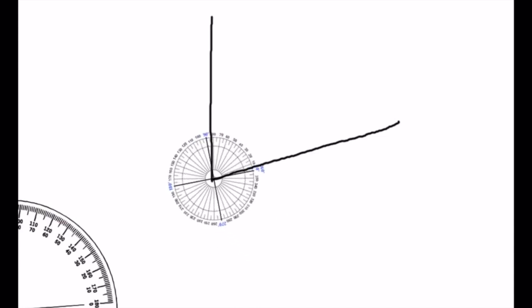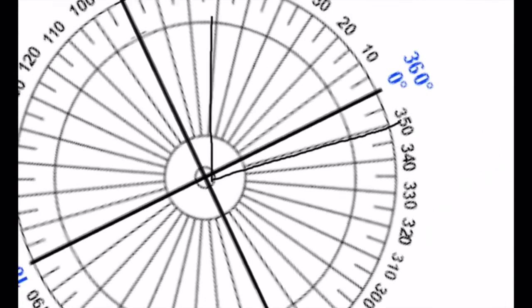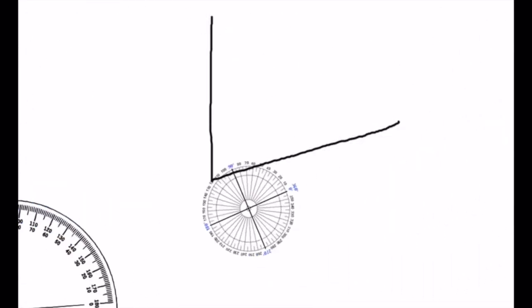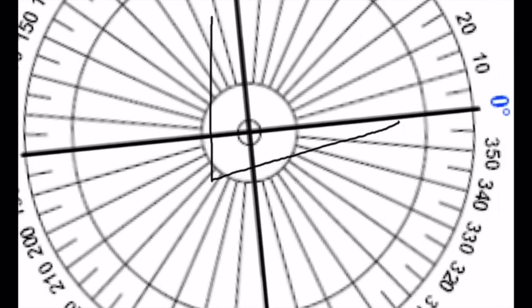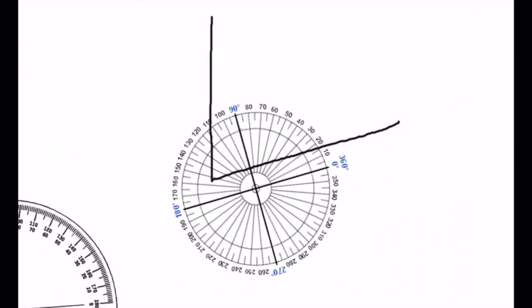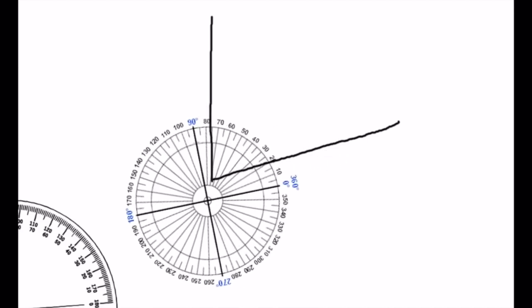But here's the neat thing: unlike a ruler, if you stretch out a ruler, all of a sudden you're no longer measuring inches, or if you shrink down a ruler, you're no longer measuring inches. The neat thing about a protractor is no matter how big or small your protractor is, you're still going to measure the correct angle.